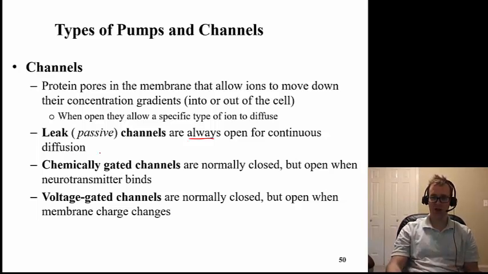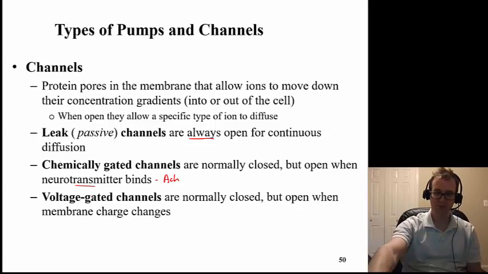There are chemically gated channels, which are typically going to be closed except for whenever they're bound by a neurotransmitter. This is similar to the acetylcholine channels that we saw at the neuromuscular junction. And then there are voltage gated channels, which are going to be closed except for whenever the membrane charge changes. This would be like those sodium potassium channels that help propagate the signal down the muscle or down the sarcolemma. And so these are the channels present in neurons.